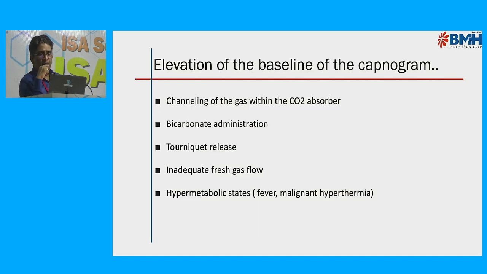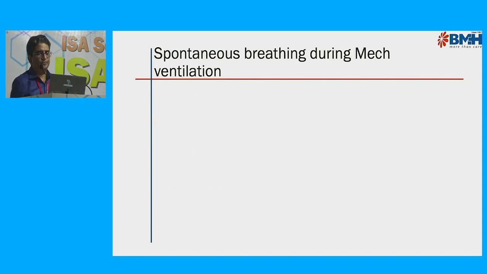So elevation of the baseline of the capnogram can happen with channeling of the gas within the carbon dioxide absorbent also. So Roshi, can you say what is channeling? Channeling can also cause the same problem, or due to bicarbonate administration, tourniquet, sudden release of tourniquet, inadequate fresh gas flow, hypermetabolic states. Okay.